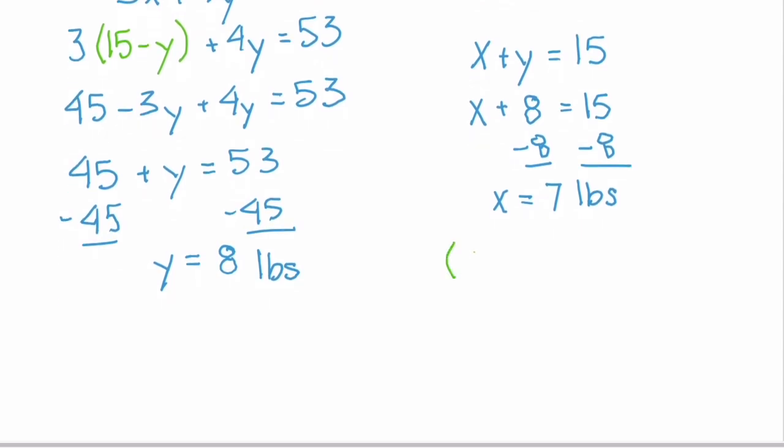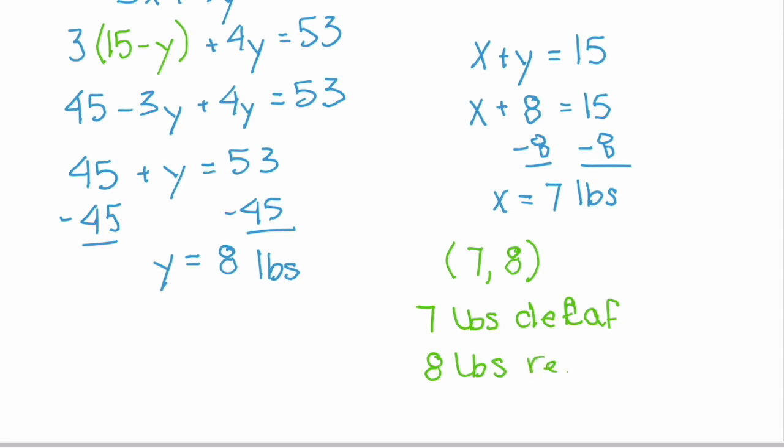So our solution then as a point is the point (7, 8). But since this is a word problem, we really need to understand what that point represents. And what it tells us is that we need 7 pounds of the decaf coffee and 8 pounds of the regular coffee. Those together give us that 15 pounds of this wonderful mixture of coffee.